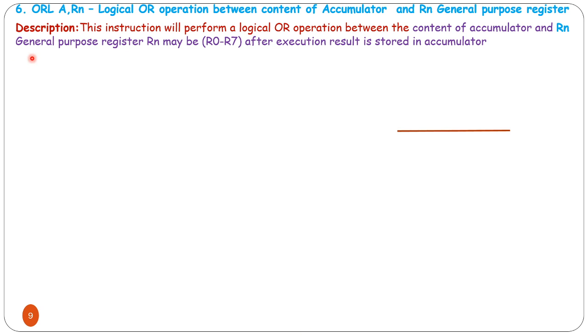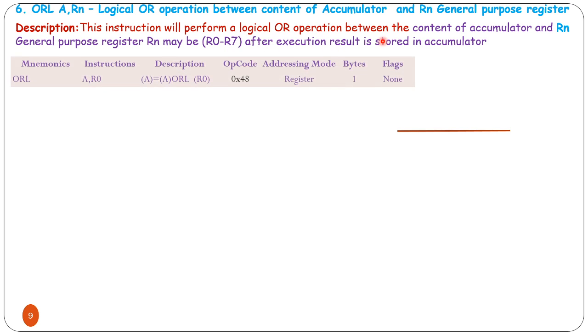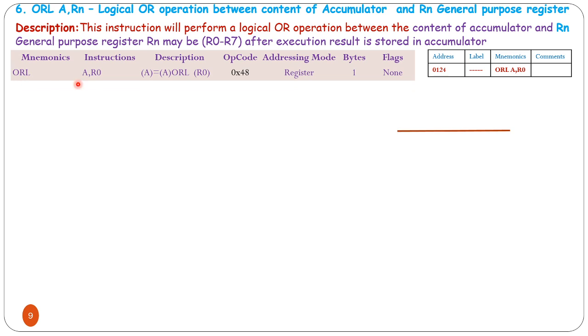ORL A comma Rn, logical OR operation between the content of accumulator and general purpose register. This instruction will perform logical OR operation between the content of accumulator and content of general purpose register Rn. Rn may be 0 to 7, any one. After execution, result will be stored in accumulator register. This instruction having mnemonics like this: ORL A comma R0, the content of general purpose register R0 is logically ORed with the content of accumulator, result is stored in accumulator.